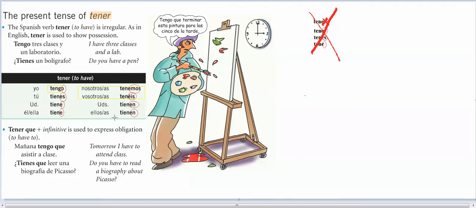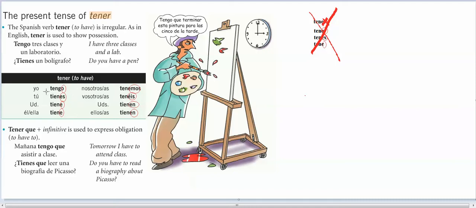Now, most stem changers, that stem change is going to happen everywhere but for nosotros and vosotros. But because the stem change doesn't happen in yo, that's what makes tener a little bit different from a regular stem changer. So basically, you're just going to have to memorize how to spell tener.